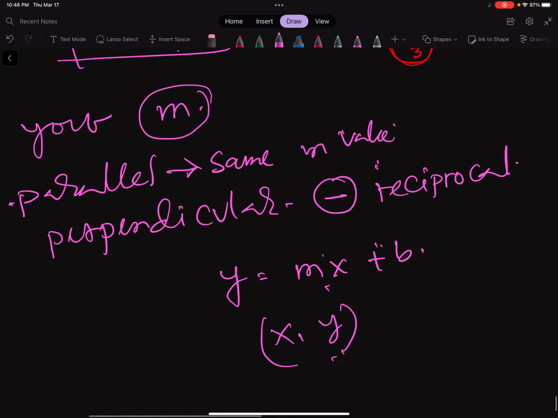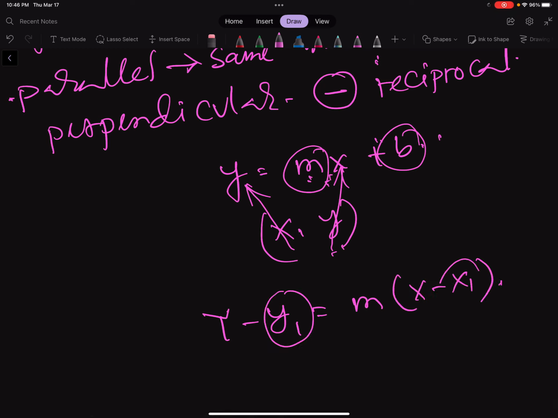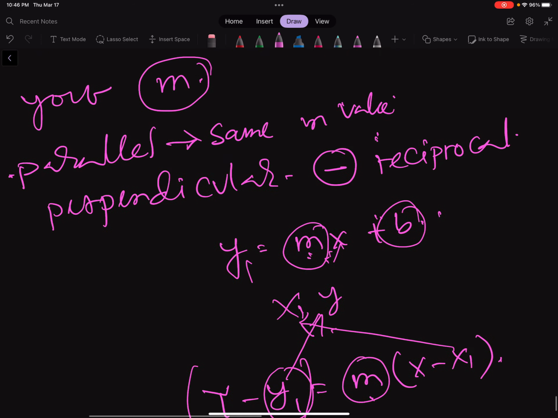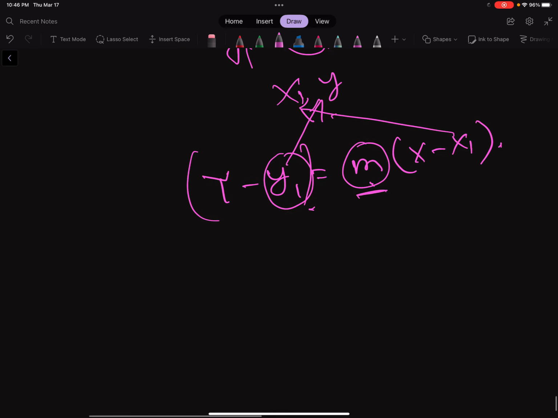If you write in this form, once you get your m, plug in x and y and m to get your b. Or if you follow the point slope form, your m is in your hand, and x1 and y1 are there. x1 is this, y1 is this, and your m is what you got here. If it is parallel, the same value. If it is perpendicular, the negative reciprocal. Plug in, simplify.